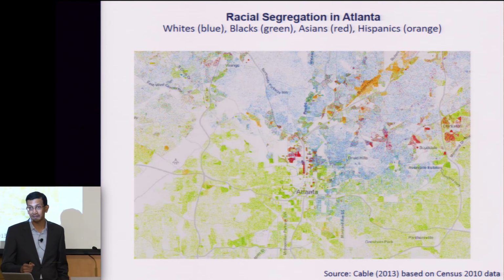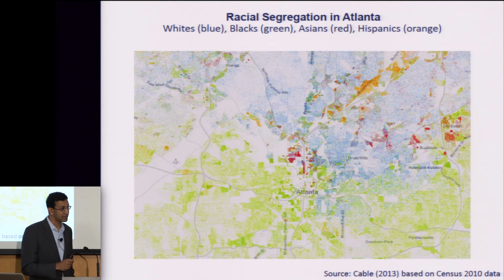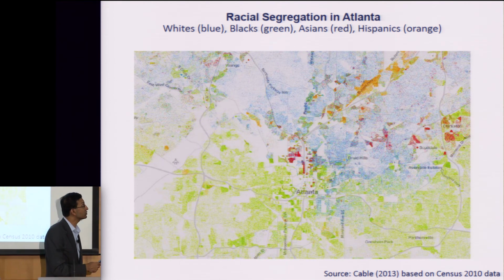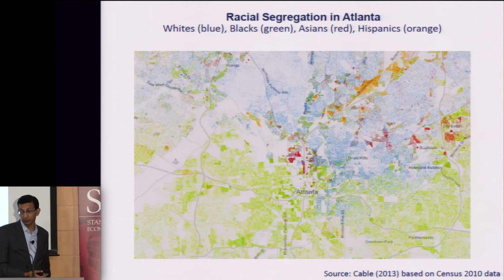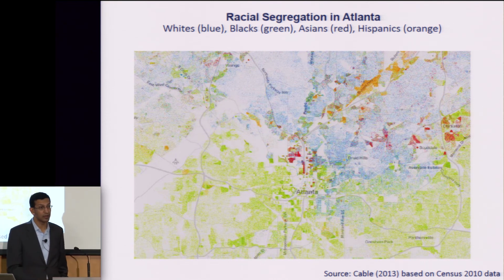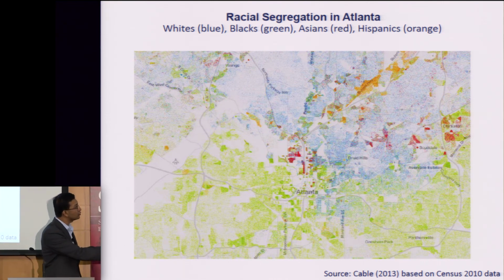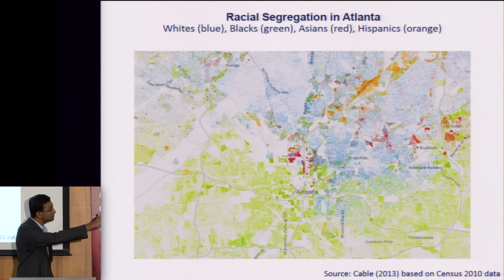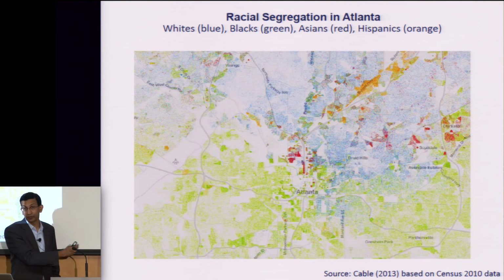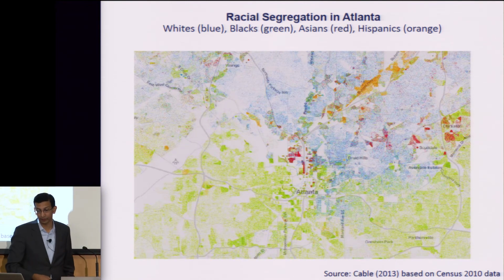The way it's constructed is that each person in Atlanta is represented by a dot. This is using census data. And the dots are colored so that whites are blue, blacks are green, Asians are red, and Hispanics are orange. You can see that regardless of how you measure segregation, it's immediately obvious that Atlanta is an incredibly segregated city. The blue dots are just completely separated from the green dots, for instance, in terms of where people are living.